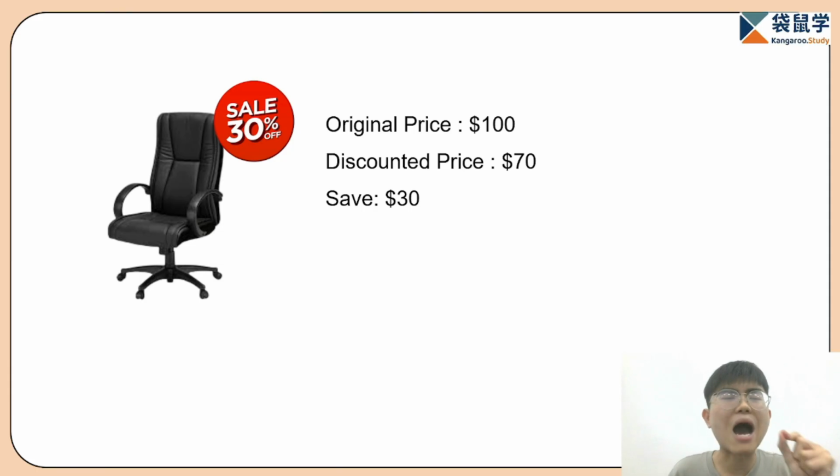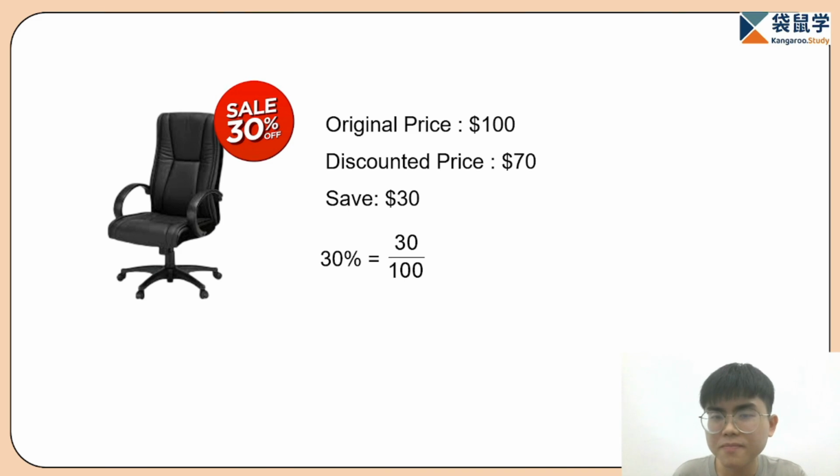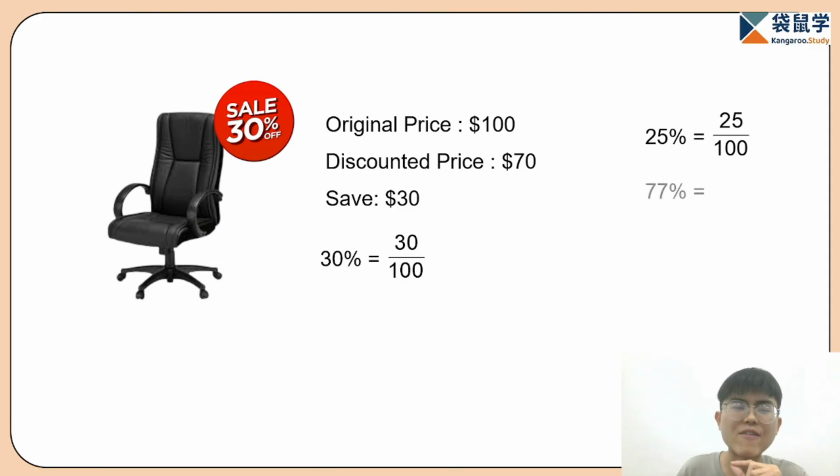It is $30 out of the total of $100. So we can write it as 30 over 100. And you will find that it is also equal to 30%. So guys, do you know what is percentage now? It is a type of fraction with the denominator which is 100. So when you encounter any percentage, you can try to convert it into a fraction. Let's say 25%. It will be equal to what fraction? Yes, 25 over 100. How about 77%? It is equal to 77 over 100.